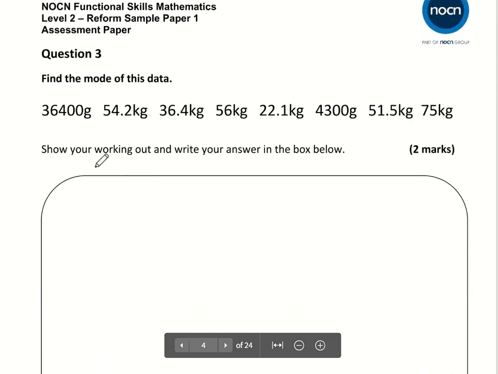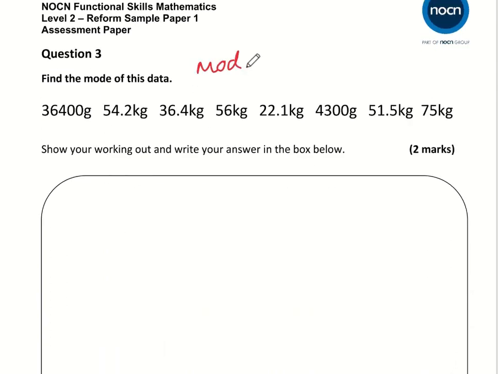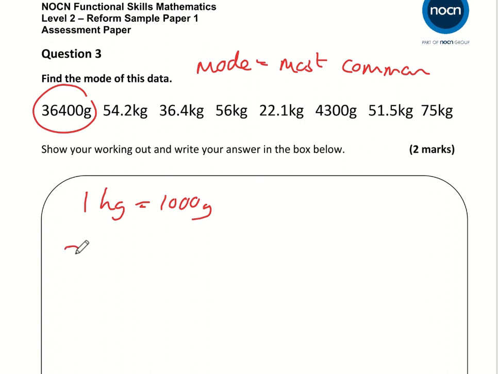Okay, so find the mode of this data. So we just need to remember that the mode is the most common, and there are a few we need to be careful of. So some are in grams, some are in kilos. If I remember that 1 kilo is 1,000 grams, I just need to divide 36400 by 1,000, and that is 36.4. So this is also 36.4 kilos, and this is 4.3 kilos.